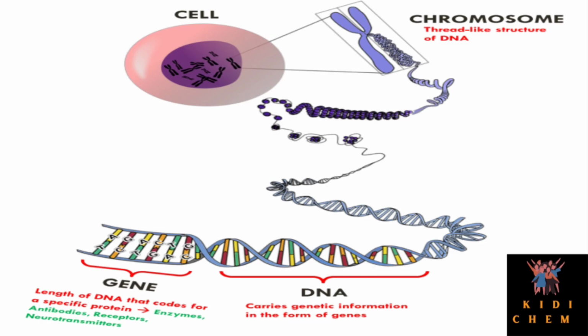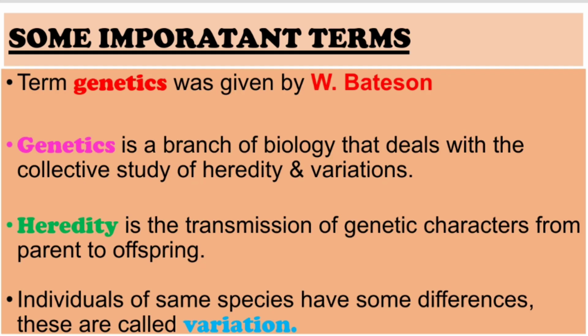You have studied in class 8 about the cell structure. Cells have a nucleus, and in the nucleus is present a chromosome, a thread-like structure. These thread-like structures carry genes which have a complete set of DNA. This DNA is inherited in offspring and carries a trait or the characters. Now let's take a look at some important terms.